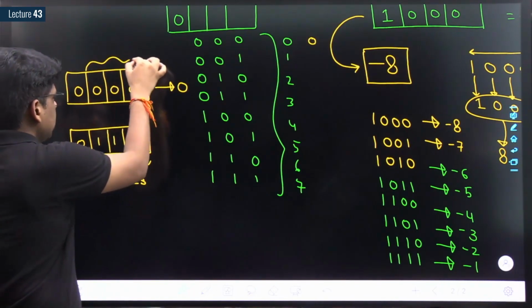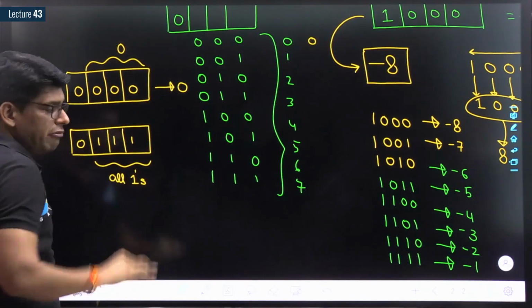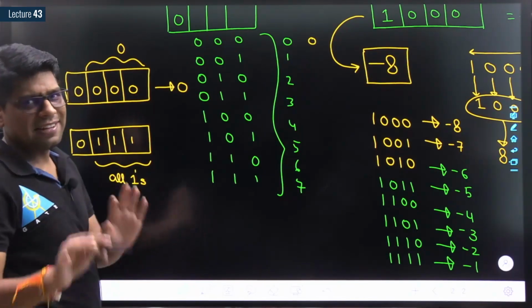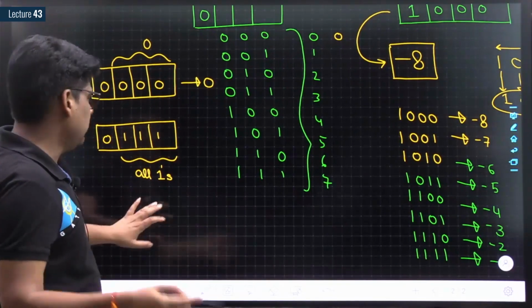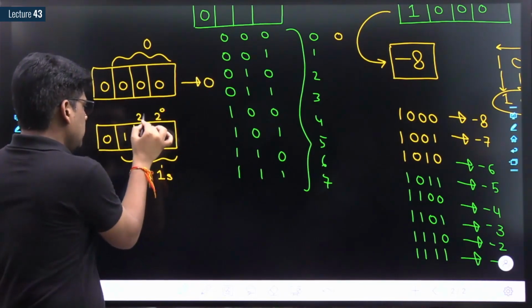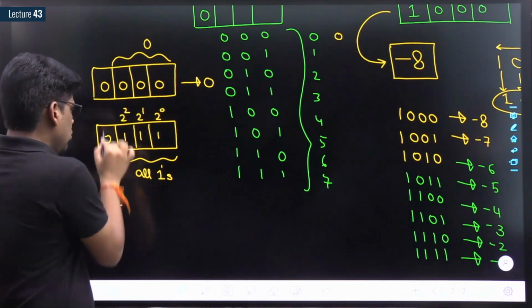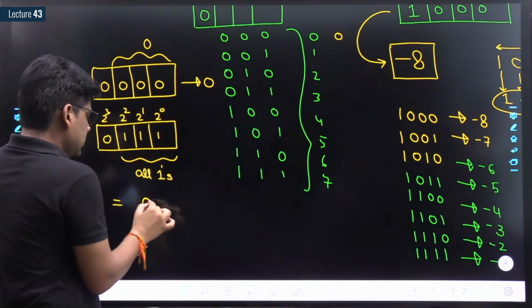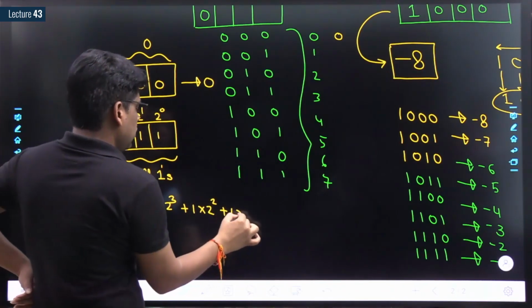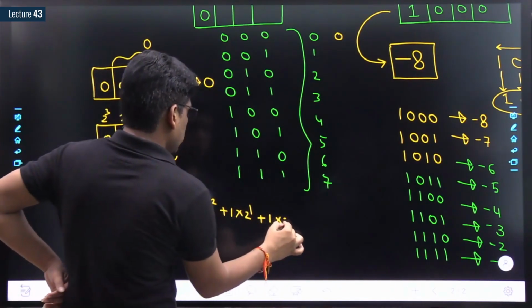When we have all the bits as 0, we get the minimum value in positive. Now, what is the answer? Sir, again there is a trick. If you want to compute, you can. This is 2 to the power 0, 2 to the power 1, 2 to the power 2, 2 to the power 3. Can I compute? Yes, 0 into 2 to the power 3 plus 1 into 2 to the power 2 plus 1 into 2 to the power 1 plus 1 into 2 to the power 0.